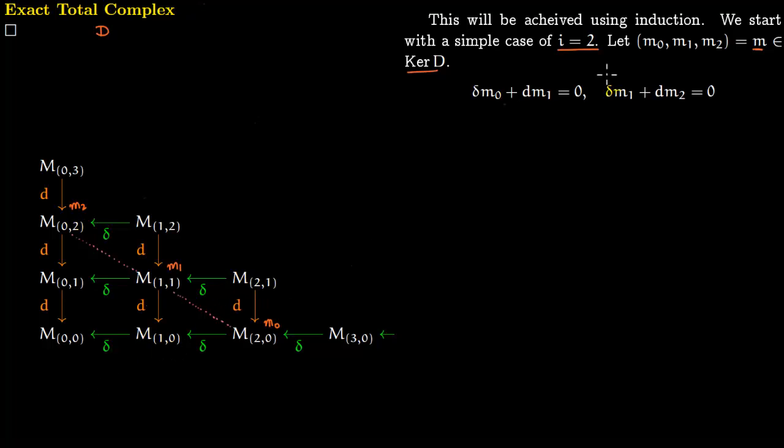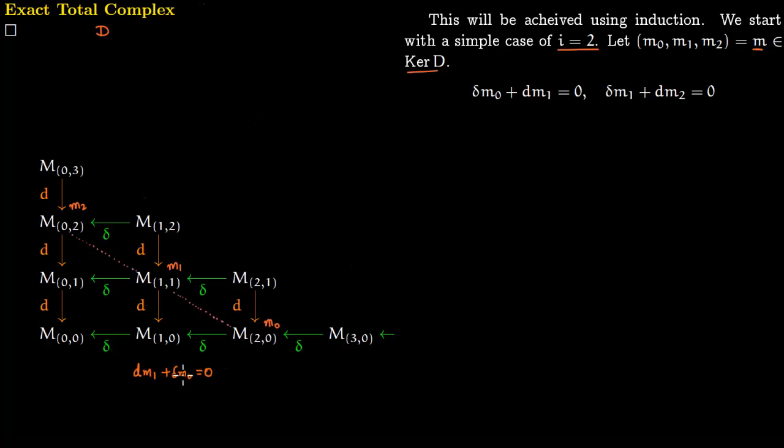So the first thing is that this m is in the kernel of d. So kernel of d means you have to apply this map. This will be 0 and this will be 0. So let us see this. So this m1 via this map d gets mapped to d of m1, and this m0 gets mapped to delta m0. So this lies in the kernel of our differential.